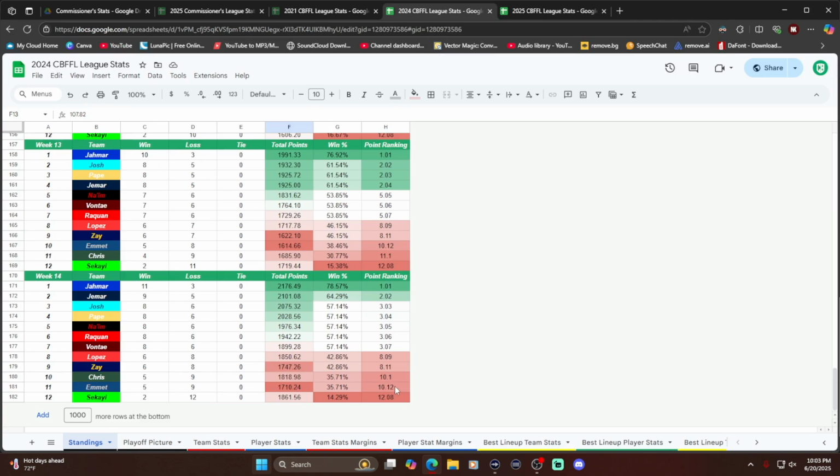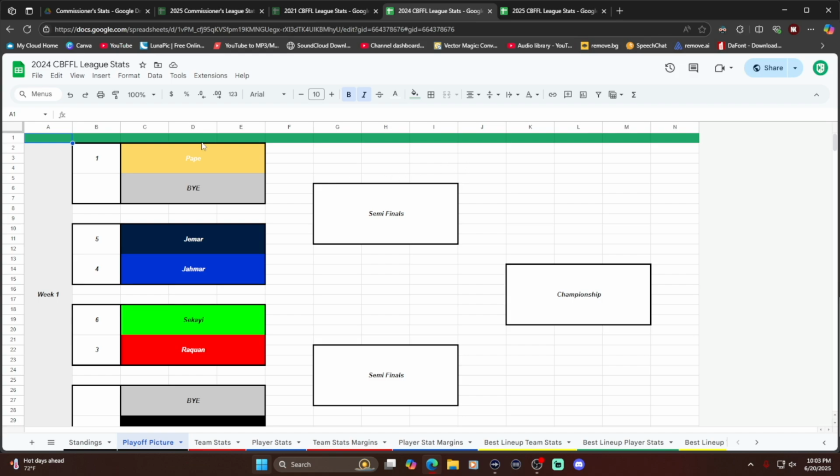As you can see, 10, 12. Sky happened to be worse in standings, 12, but he was 8th in points. And it was really up until Vontae being the last person, and Pez kind of got switched up. Pez was 9th in points. That's just the way it kind of worked out. Now on to the next sheet, which is playoff picture.